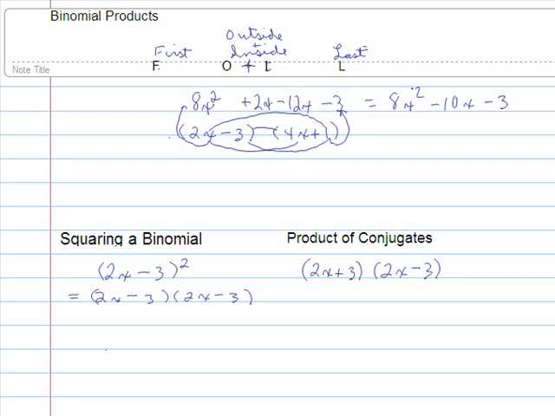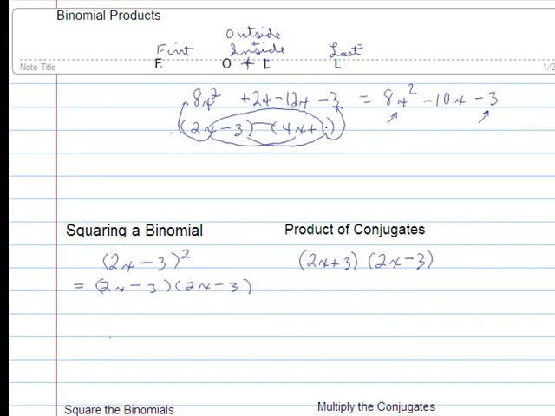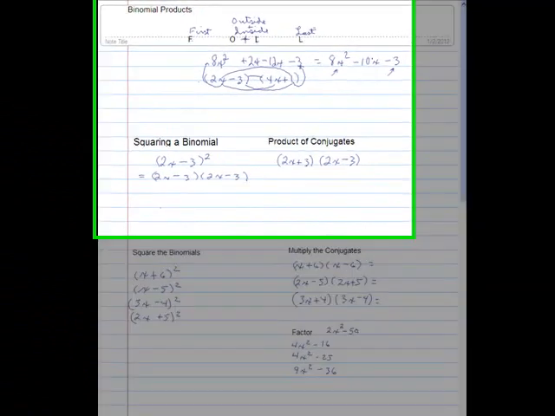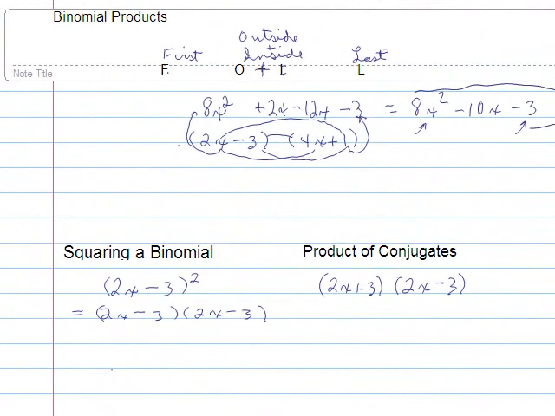That's first, multiply the first terms, 4x times 2x, 8x squared. Last, multiply the last terms, negative 3 times positive 1, negative 3. And outside plus inside, outside product is 2x, inside product negative 12x, add them up, negative 10x, and there's your answer.